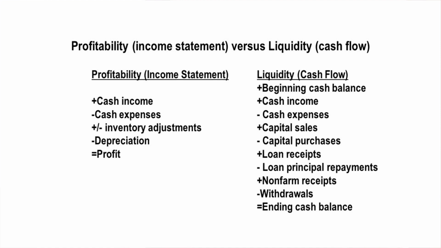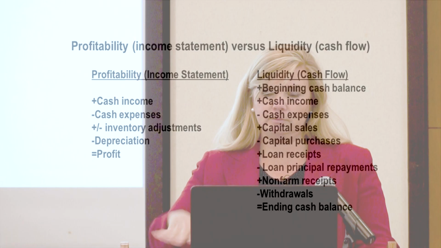Your capital purchases, so that would be anything that you're buying, your loan receipts, your loan principal payments, and then your non-farm receipts, your withdrawals, and then your ending balance. So that's sort of how you look at your cash flow, is everything that you're seeing hit that checking account, right? So let's go over what it looks like here.